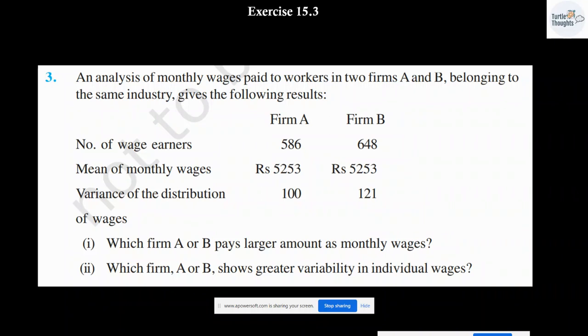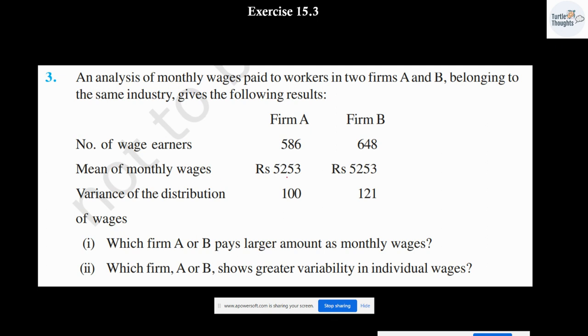Hello everyone. In today's class, we are going to continue with exercise 15.3, question number 3. Analysis of monthly wages paid to workers in two firms A and B belonging to the same industry is given as follows. Number of wage earners is going to be 568 in firm A, in firm B it is 648.